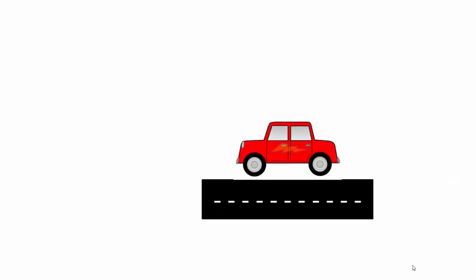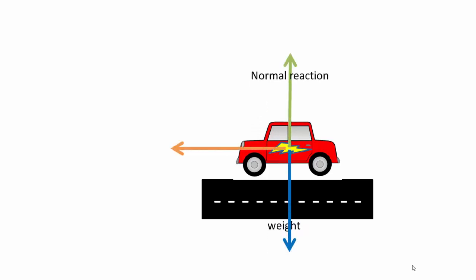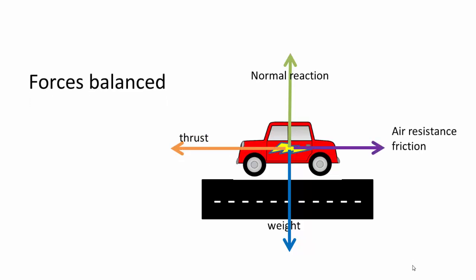Now here we have the same car, same go faster stripe, the weight, the reaction, the thrust, and the air resistance. Now if these forces are balanced, as they appear to be, we have a constant velocity. It's neither going to get faster nor slower.